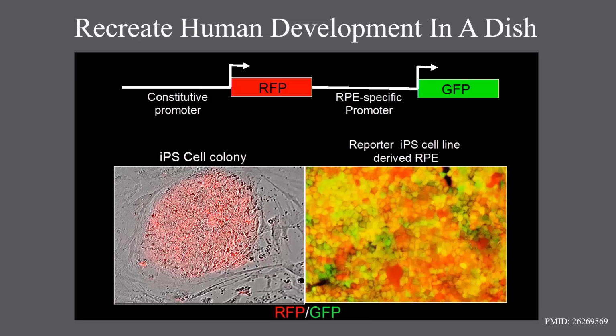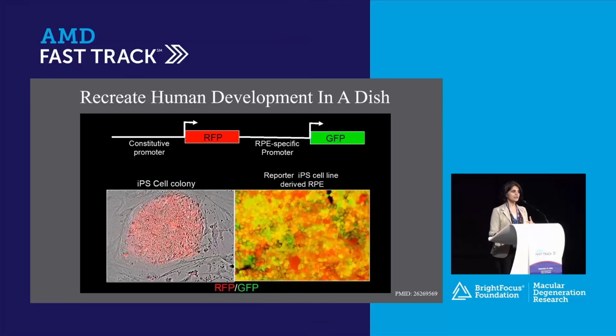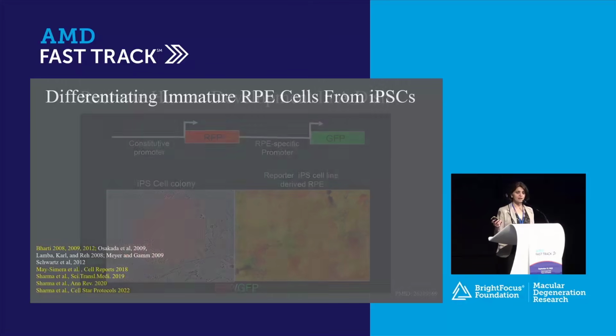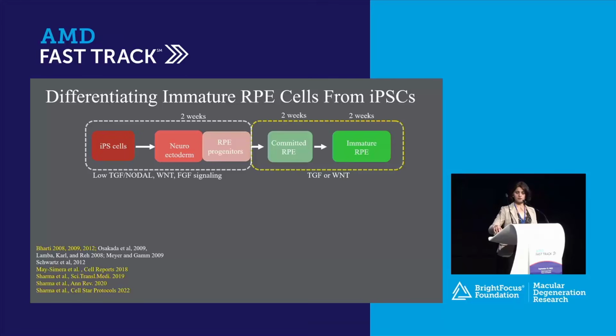In our case, we have this reporter line where GFP is under an RPE-specific promoter, which is tyrosinase, and RFP is under a constitutive promoter, which will always express in your dish. So as you can see in the bottom panel, iPSC cells are expressing red color, and as your cells are differentiating into RPE cells, you will start to see green color or yellow color because of the mix of the red and green. And another very important thing about having such a reporter line is that you can actually quantify the efficiency of your differentiation, which I'll show in the next slide.